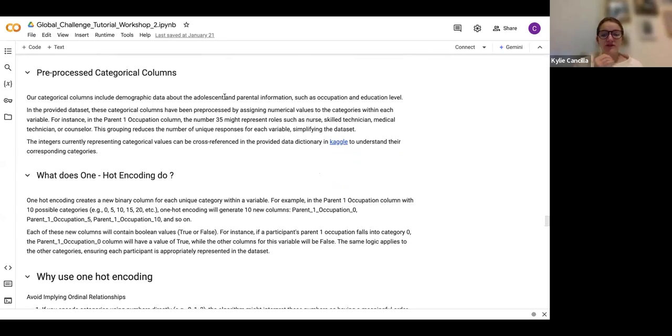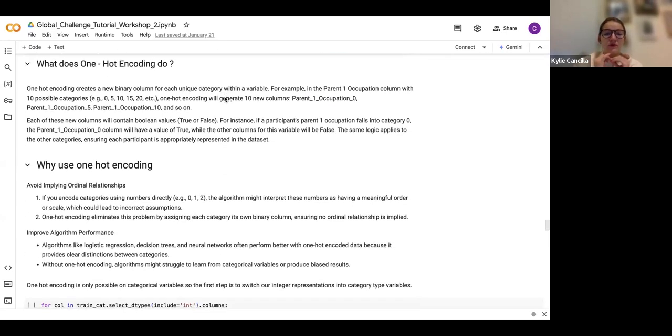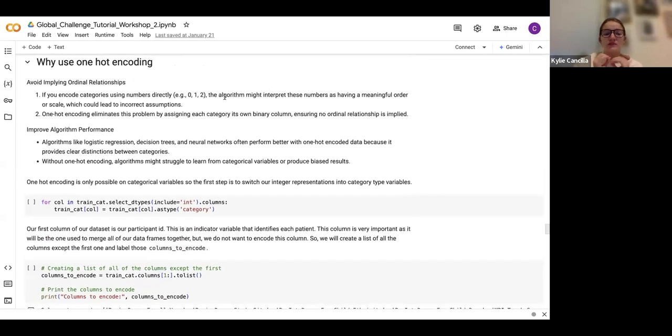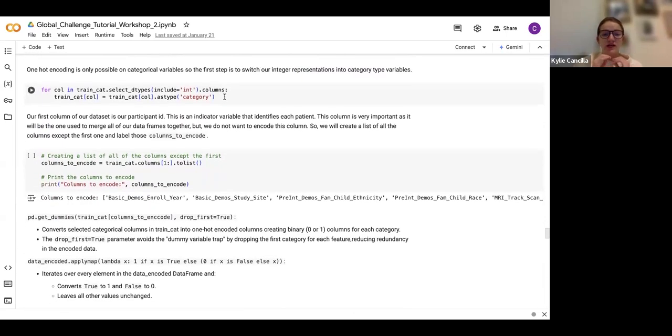So if we scroll down a little bit to the coding part, one-hot encoding is only possible on categorical variables. Since we have pre-processed these variables into integer representations, we are actually going to have to turn them into categorical variables, or category dtypes, before we do any one-hot encoding. So we use that simple for loop that you can see to turn all int variables into categorical variables instead.